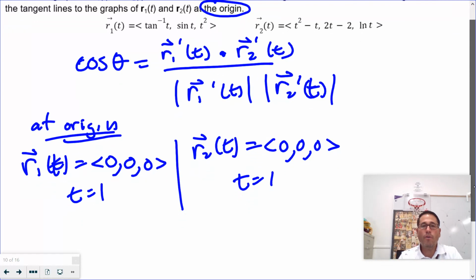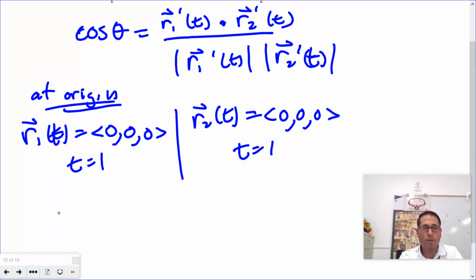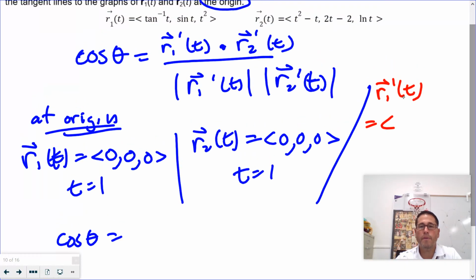Now what I would like you to do is hit pause and see if you can get all of this on your own. All right, cosine of theta is equal to, and I'm going to come over here and maybe use a different color, and I need to know what r prime of t is. Ooh, I kind of ran out of space. Inverse tangent, do you remember? That's 1 over 1 plus t squared. The derivative of sine of t would be cosine of t, and that'd be 2t.